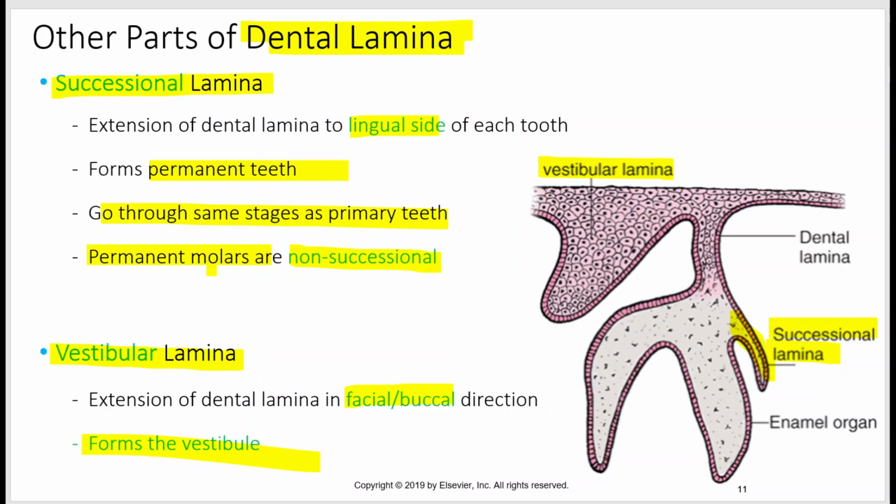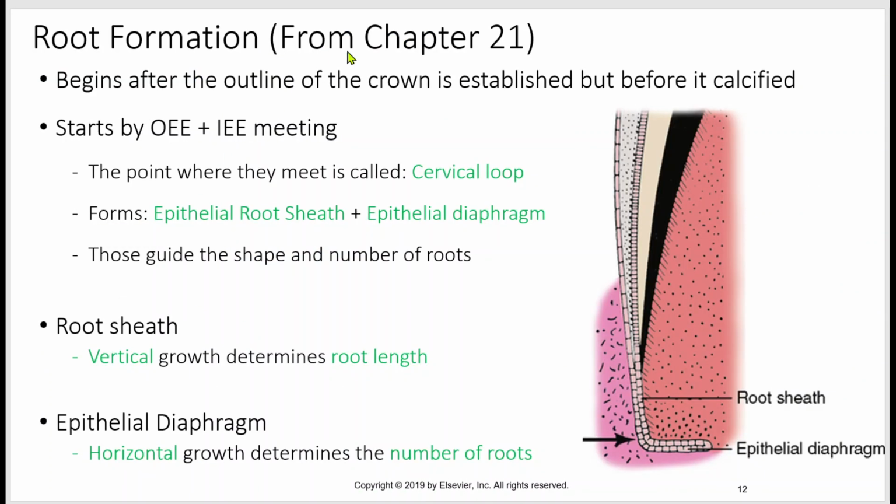All good. Now, we're going to talk a little bit more about the root formation. So now we know how the crown forms, all of it. The enamel is made, the dentin is laid down, and we know how the cementum will form. Let's get to know a little more about how the root would form. I got this part from chapter 21 because I think it's better to put it here, since we've been talking about all these layers, and they're related to them directly. Chapter 21 we'll also discuss, and it's part of the test. It has other information, so this is just part of chapter 21.